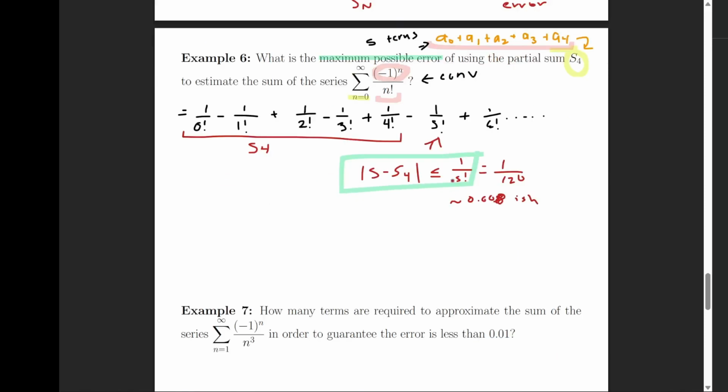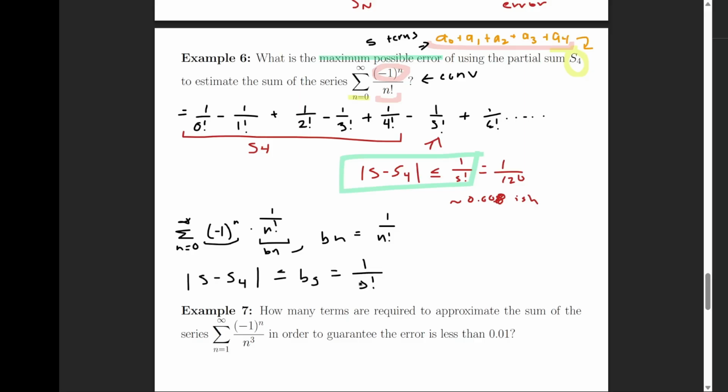And another way to do it, which is kind of the same thing, is to rewrite it. This is our sign, and this is our b sub n. So b sub n is going to equal 1 over n factorial, right? And then you could just plug in, because we know it's 5 terms, so n will equal 5, so we just rewrite it as b sub 5 equals 1 over 5 factorial. Yep, and that would be your answer.